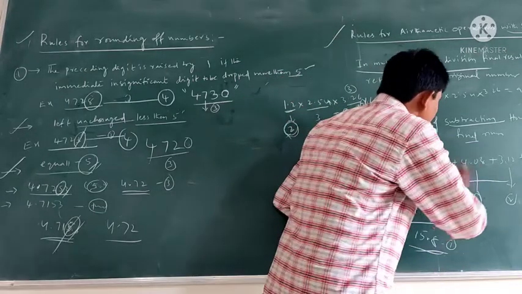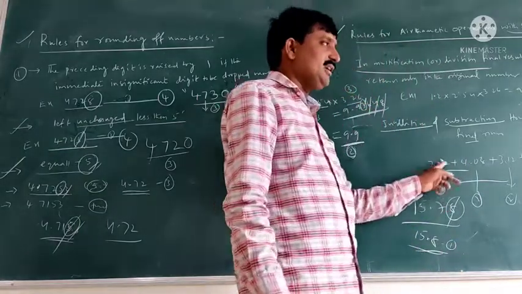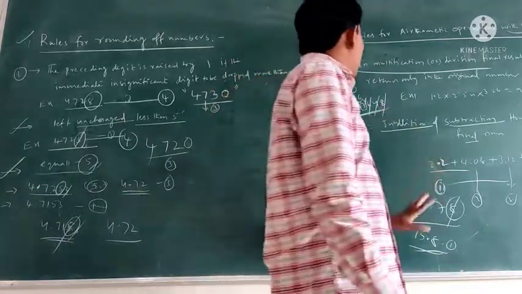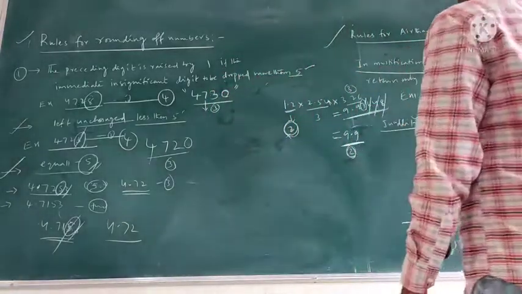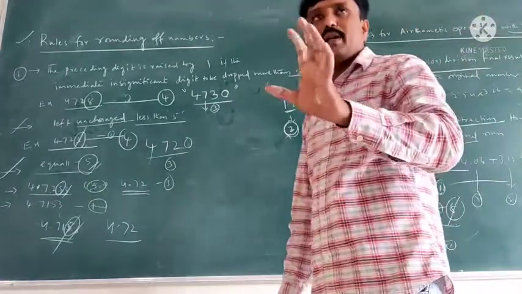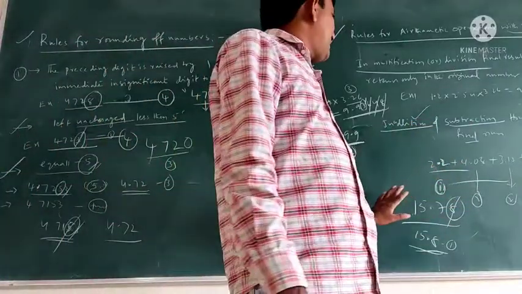So in this operation, 2.2 means the least number of decimal places is 1. The final result also has 1 decimal place. So when we are doing addition and subtraction, you observe the least number of decimal places. The final result also has the least number of decimal places.